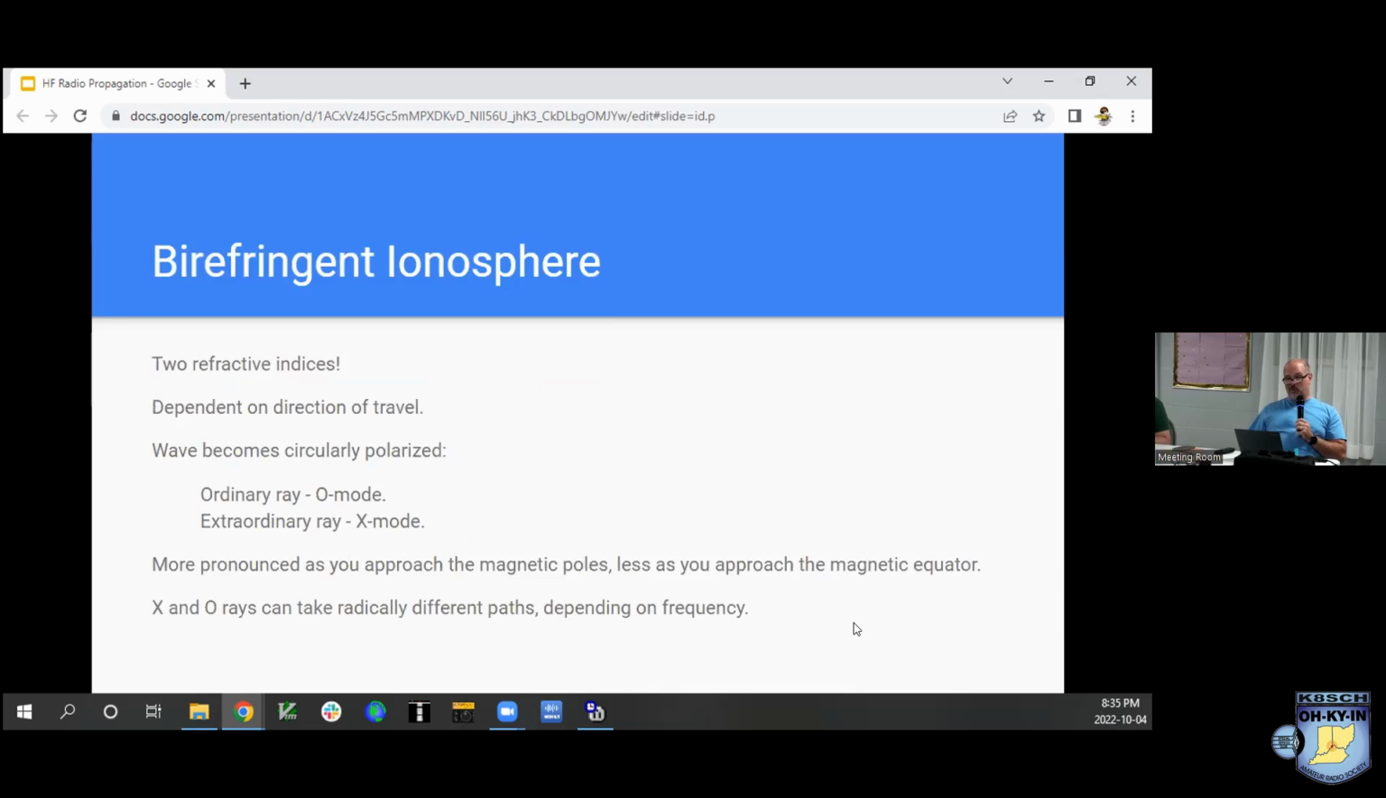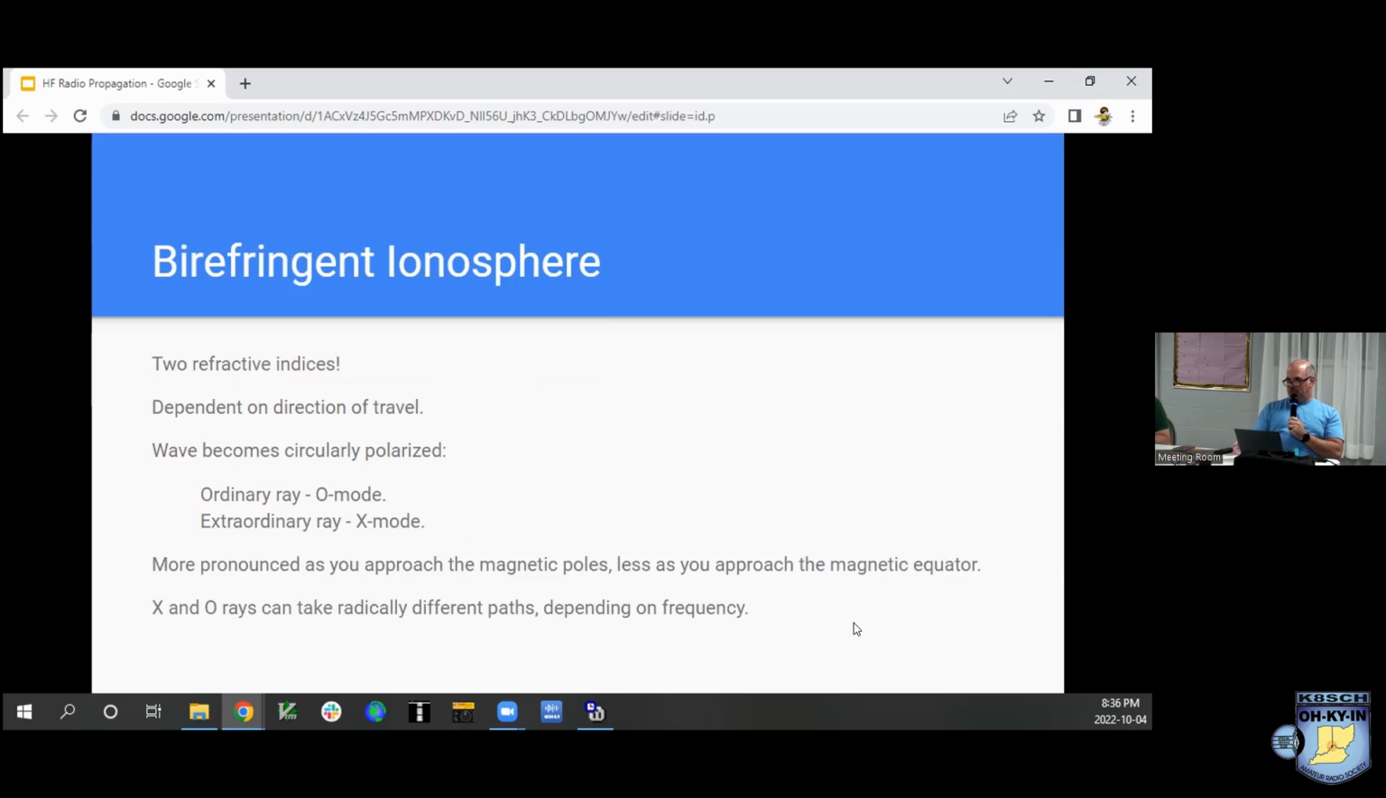So what does that word mean? It means that the ionosphere has two refractive indices, which means that if you put a signal into the ionosphere, you can have two different signals coming out of it. You have an ordinary ray, or O mode, and you have an extraordinary ray, or X mode. They are circularly polarized in the opposite direction.